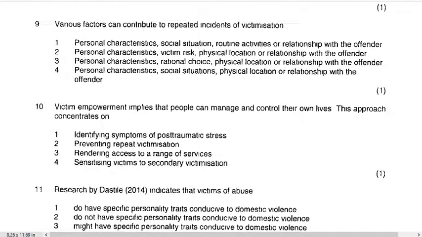9. Various factors can contribute to repeated incidents of victimization. The answer is 4, which is found on page 21. Personal characteristics, social situations, physical location, or relationship with the offender. 10. Victim empowerment implies that people can manage and control their own lives. This approach concentrates on, the answer is 3, rendering access to a range of services. This is found on page 73 of our study guide.